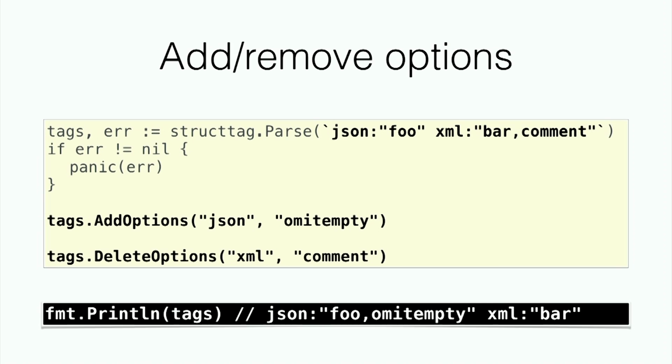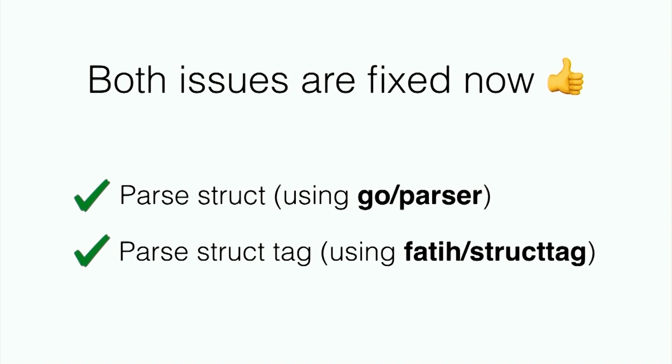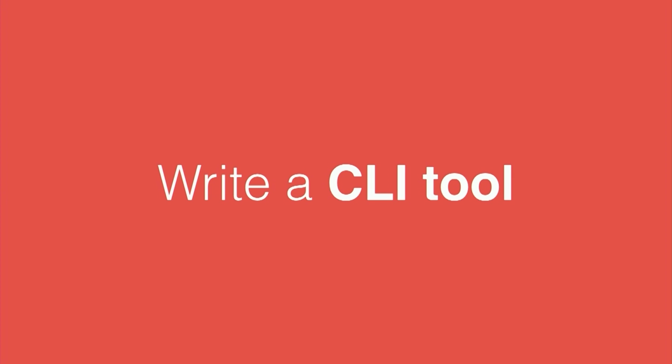It also allows us to add and remove options. Here, for example, the JSON key pair has the value foo, but it doesn't have any options. So I add omitempty to it. And I can also delete options, and from the XML key pair, I remove the comment. And when I print it, it just prints the modified version. So by using the Go parser and this new structtag package, we could fix both of these problems, which is really nice.